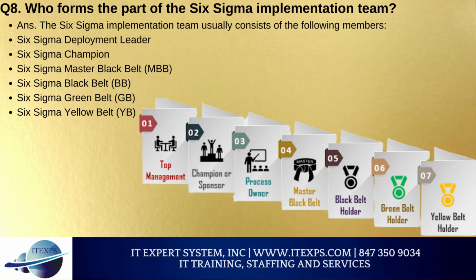Q8. Who forms the part of the Six Sigma implementation team? The Six Sigma implementation team usually consists of the following members: Six Sigma deployment leader, Six Sigma champion, Six Sigma master black belt, Six Sigma black belt, Six Sigma green belt, Six Sigma yellow belt.